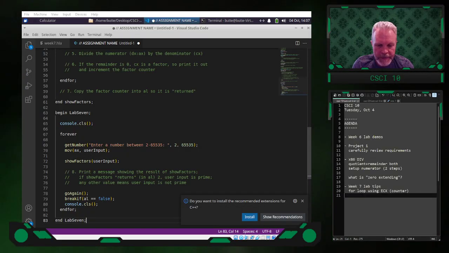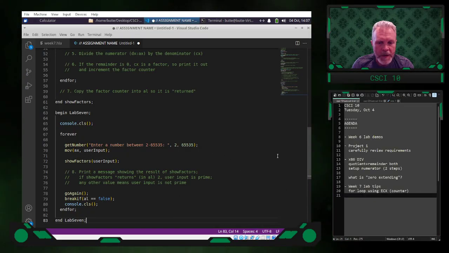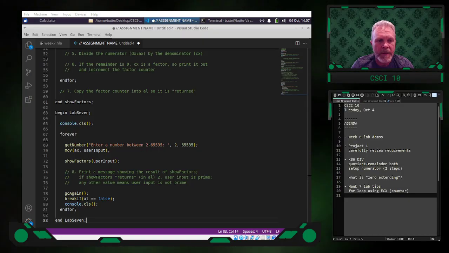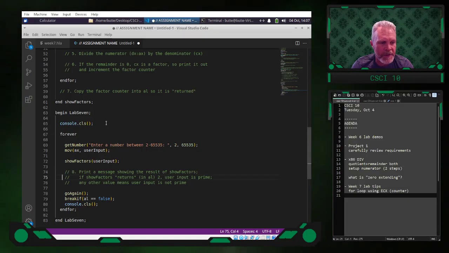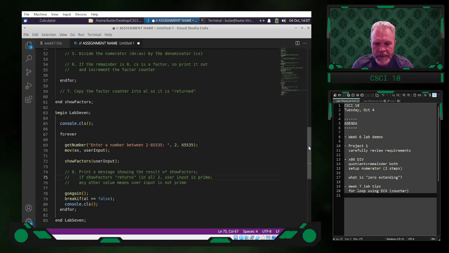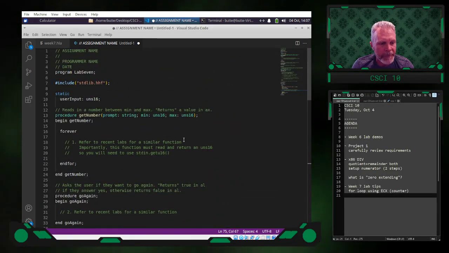So I'll be ready to do that. Okay, so hopefully you're still seeing. Okay, so this is the lab. There's a console clear screen in the lab. So what's going on in this lab?